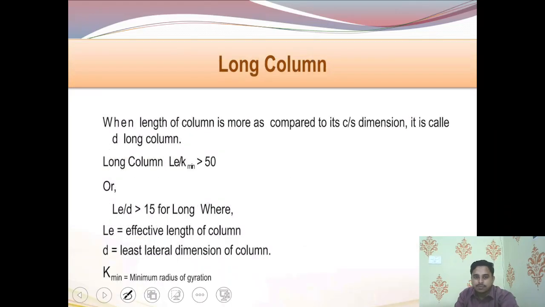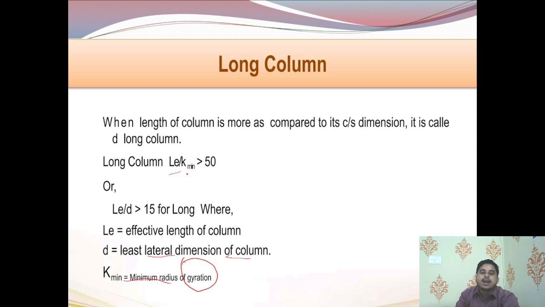So what is a long column? There are some certain parameters. Let's look at the parameters first. Here L is the effective length of the column. D is the lateral dimension of the column. And K is the minimum radius of gyration.